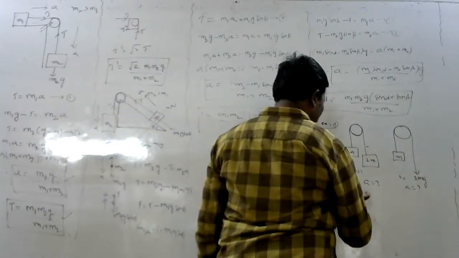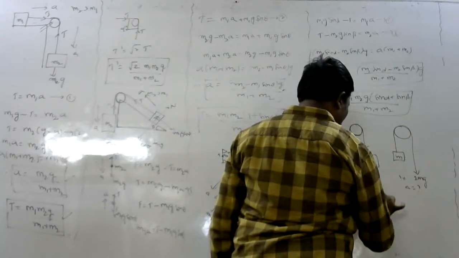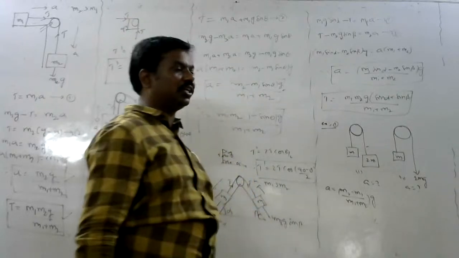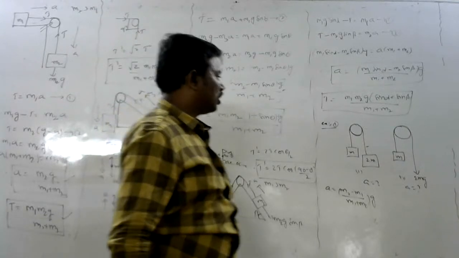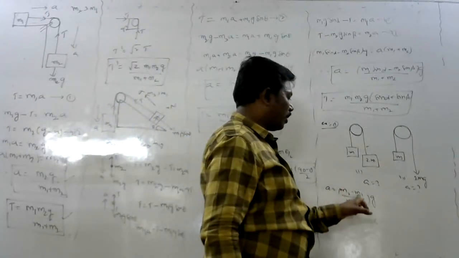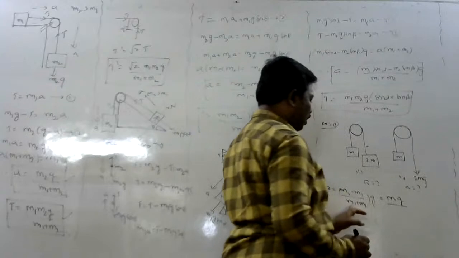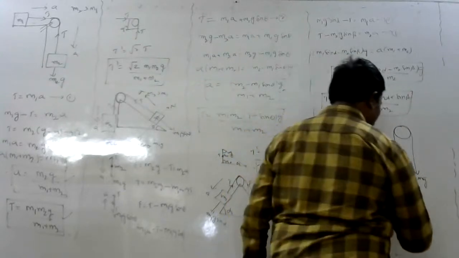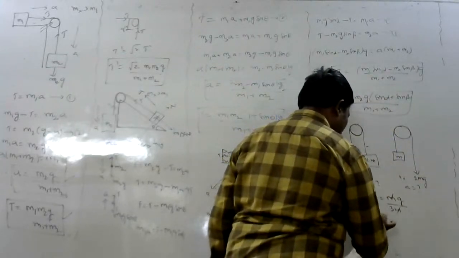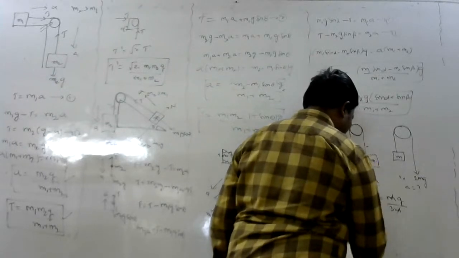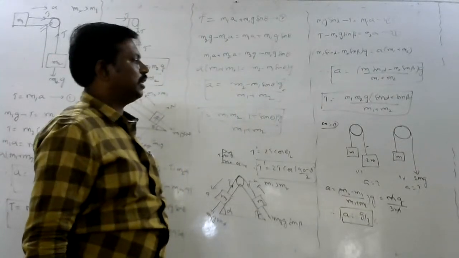Atwood's machine: acceleration a equal to (m2 minus m1) by (m1 plus m2) into g. Here m2 is 2m, minus m, that is m g, by m plus 2m, which is 3m. The m cancels. Therefore, acceleration a is equal to g by 3.